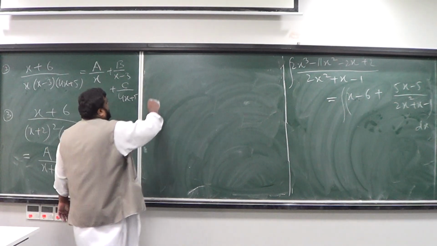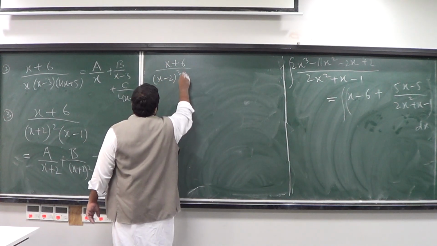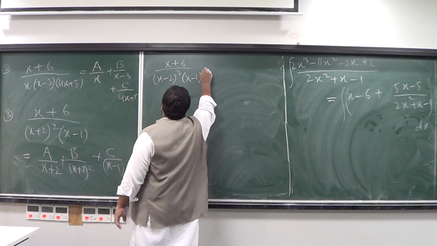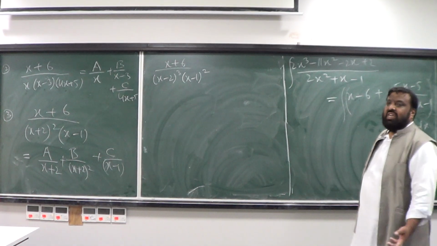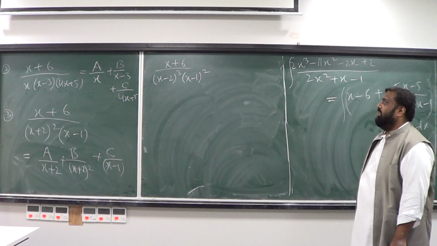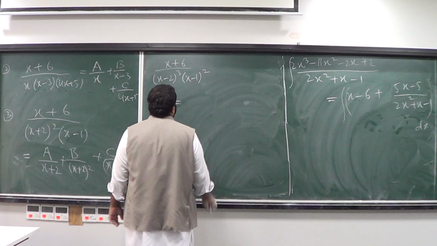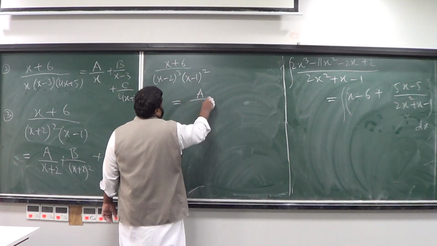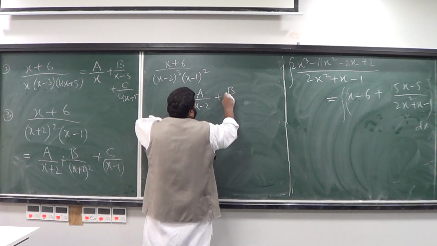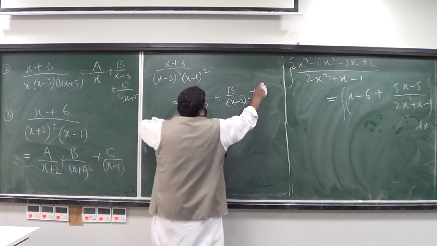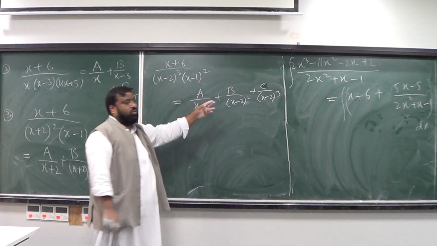You're going to ask immediately a question. What if you have x plus 6 divided by, for example, x minus 2 cube and x minus 1 square? So x minus 2 is repeated 3 times and x minus 1 is repeated 2 times. So what are we going to do in that situation? You're going to do a divided by x minus 2. You have to put all the factors: x minus 2, x minus 2 square and x minus 2 cube. So you have to put all 3 factors.